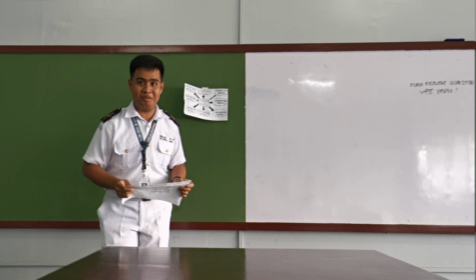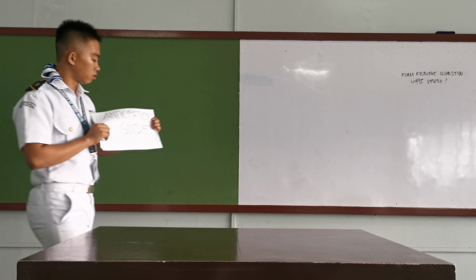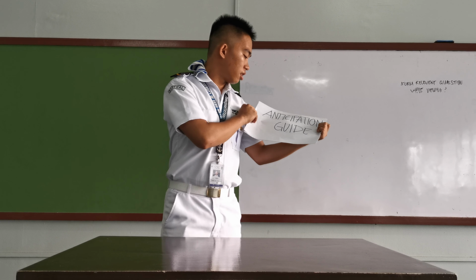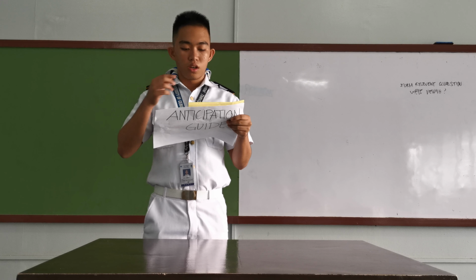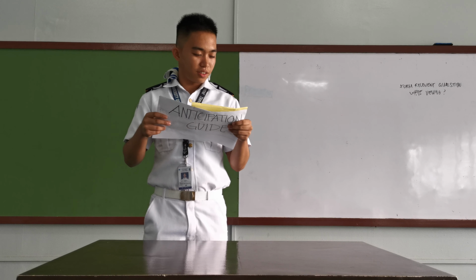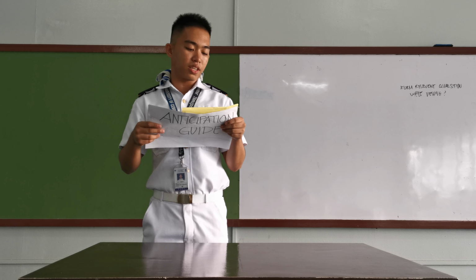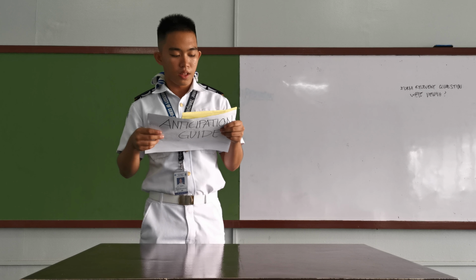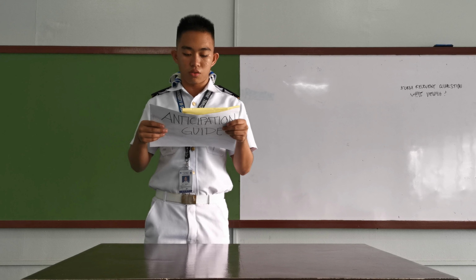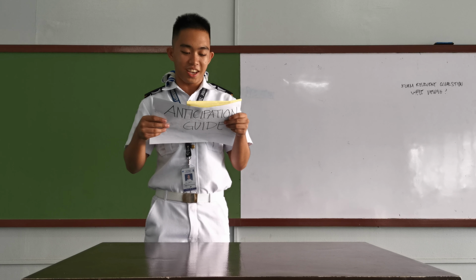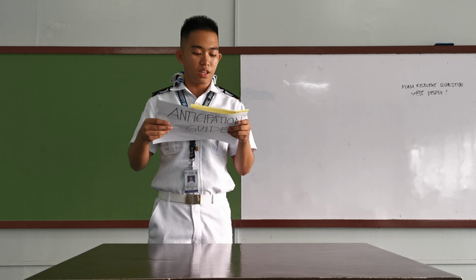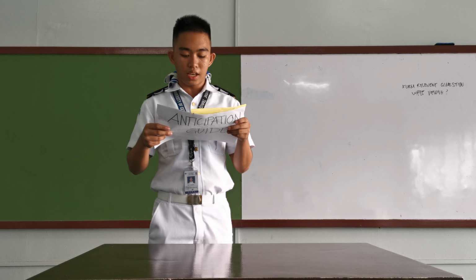Number 9, anticipation guide. It is used before reading to activate students' prior knowledge and get students excited and curious about the new topic. Before reading, students listen to the teacher or another student state key ideas about the concept in the text. They can also read several statements about the key concept presented.